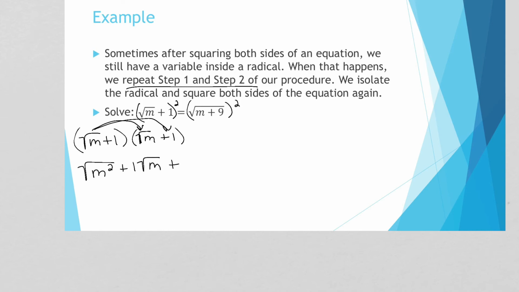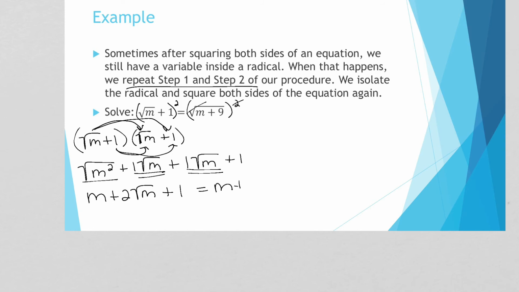So then we're also going to do that right there. 1 times the square root of m, also 1 square root of m, and then 1 times 1, which is 1. So now this becomes m. These guys right here become 2 square roots of m, and I just brought this plus 1 down. Okay, so that's the left side. The right side's easy. That 2 gets rid of that radical, and I'm left with m plus 9.